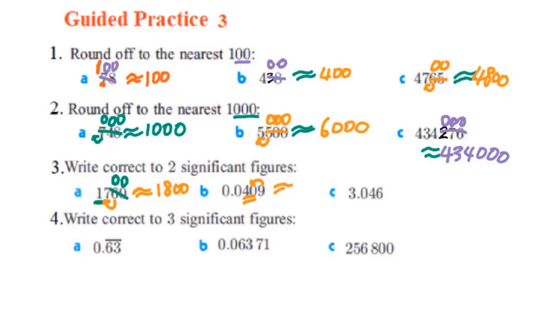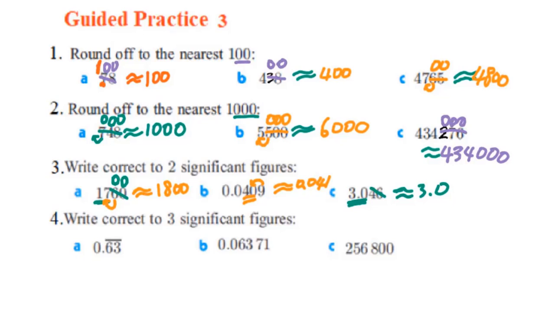So we get 0.041. Let's go to C. From the front, we need the first 2 significant figures. Cross out 4, 6. Since this 4 is less than 5, we just round down. Therefore, we have 3.0.